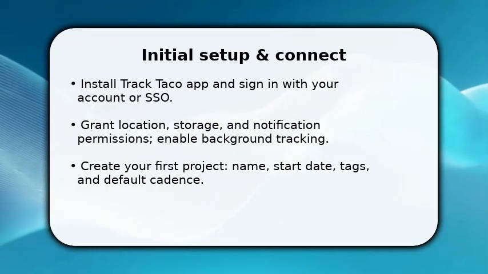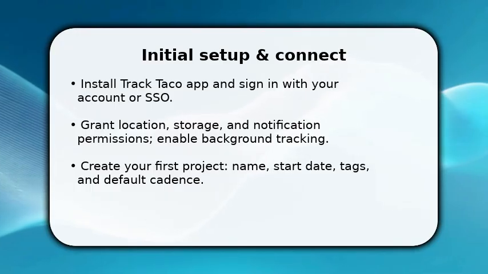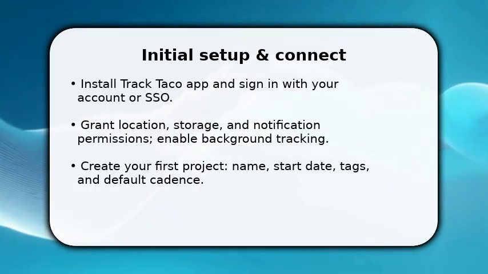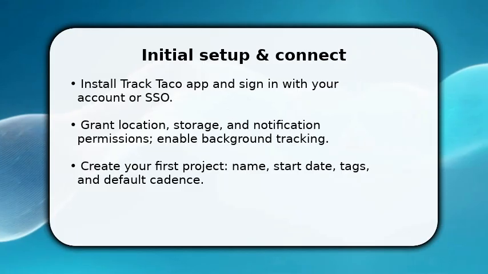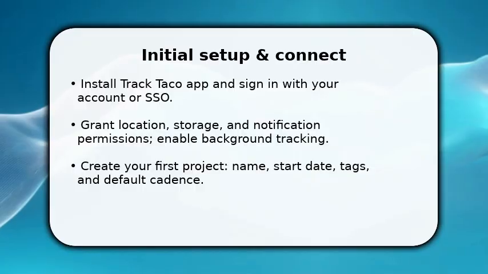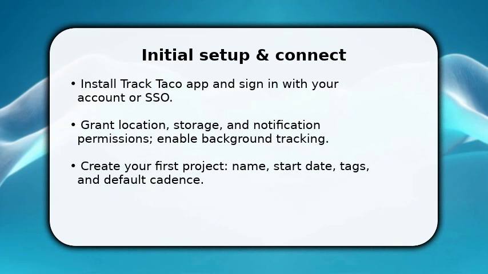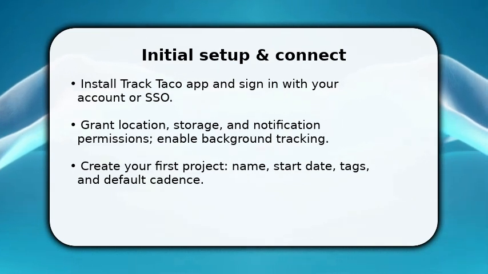You've got the essentials ready. Now connect and begin. First, sign in and allow the app to track in background so data stays continuous. Once done, create a project with a clear name, start date, tags, and set the default cadence so entries align automatically. Make sure to grant storage and notification permissions. Without them, you'll miss scheduled prompts and synced logs. These steps start the live stream of data into Track Taco and prepare you for importing or manual entry next.